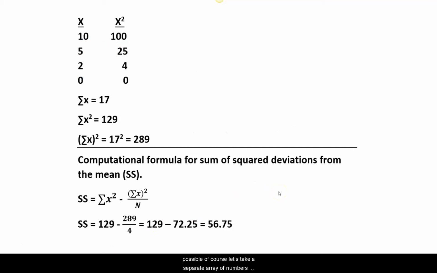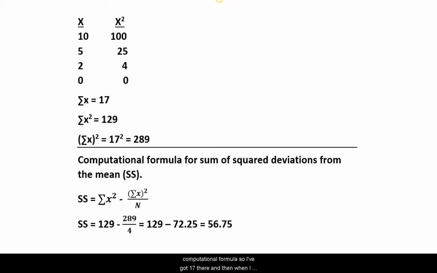Let's take a separate array of numbers. And we've seen these numbers before, actually, at the end of chapter 1. 10, 5, 2, 0. In this case, let's consider what the mean would be. Sigma x equals 17. If I divided 17 by 4, that's 4.25. That's not a rounded number. That's not very convenient. So I might go ahead and do the computational formula.